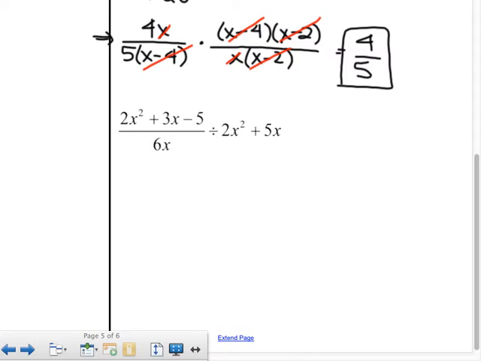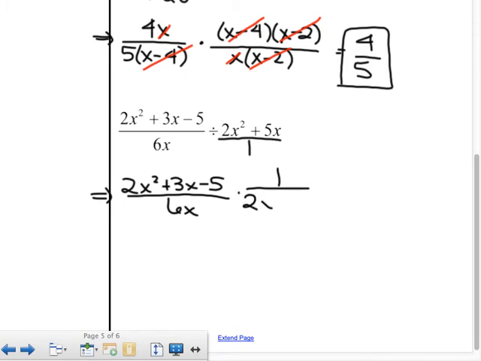All right, this is the last one. Notice the second expression doesn't have a denominator, so if it helps you, you can rewrite it as over 1. So when we go to rewrite it as multiplying by the reciprocal, you're going to leave the first expression alone, and then multiply by 1 over 2x squared plus 5x.